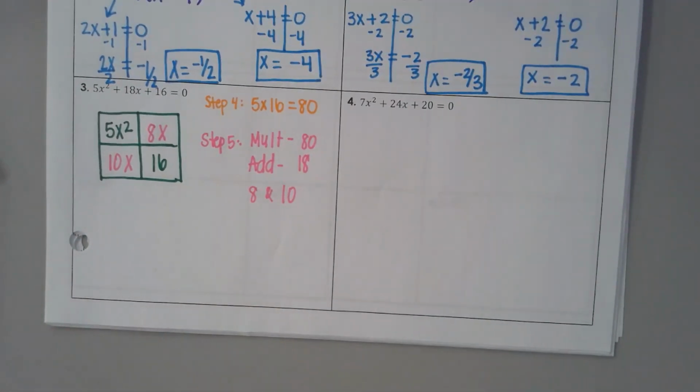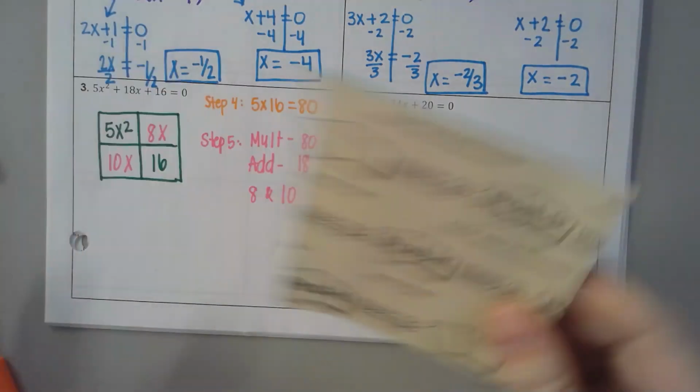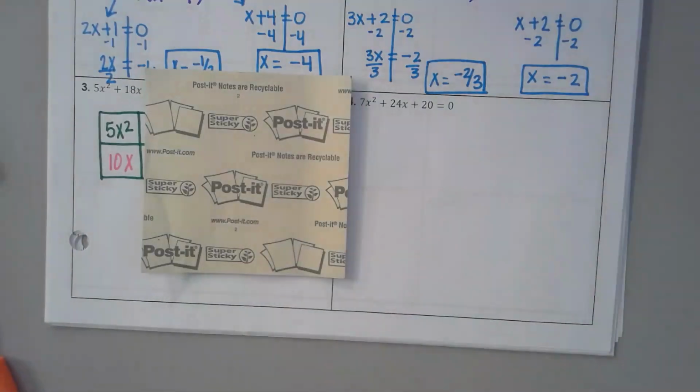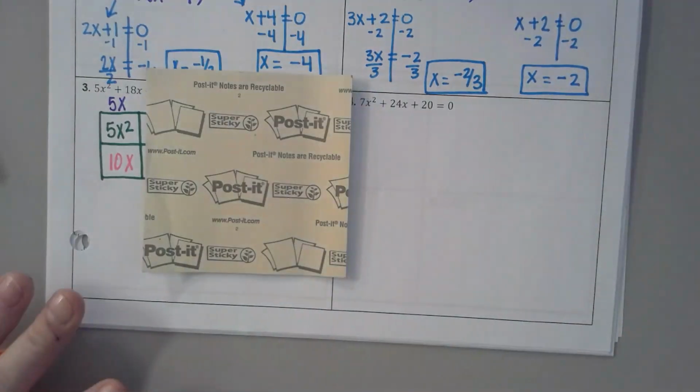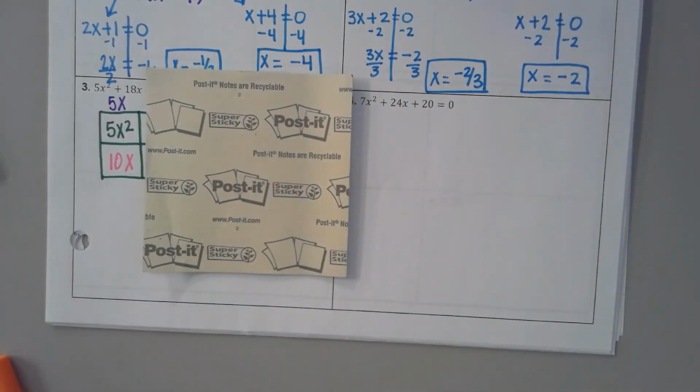I want you to try to do your GCFs. So try to get the two numbers at the top and the two numbers on the side. So 5 and 10 can both be divided by 5, and they both have an X. So your GCF is 5X.